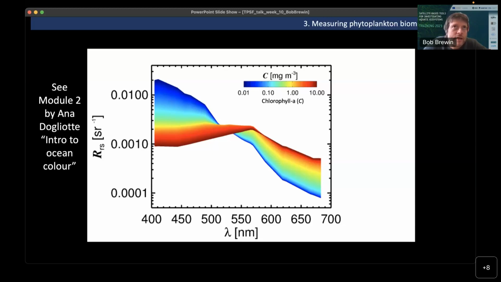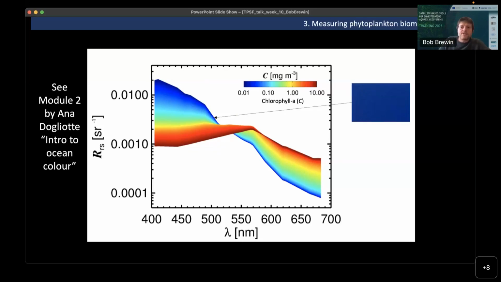Now, chlorophyll A absorbs very strongly in the blue and a little bit in the red. So what generally happens is the more chlorophyll concentration in the water, the more blue light gets absorbed, and hence that impacts the reflected light that the satellite sees, and the oceans begin to look greener.